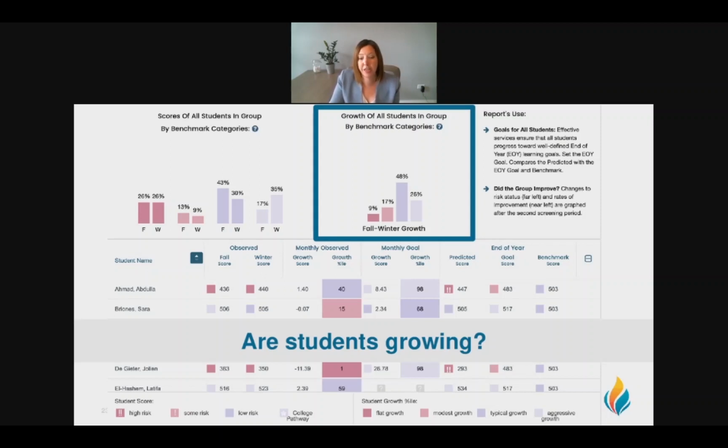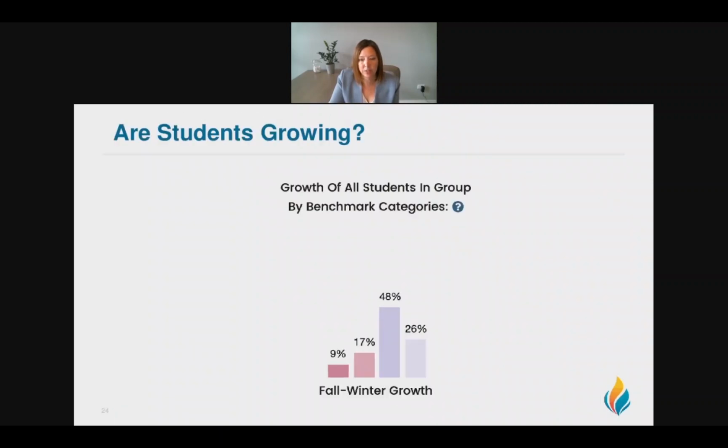In this case, we can answer the question, are students growing? I can look at the top, and it's going to show me in this box the percent of students that are in different growth categories. In this case, we have about 74% of students who've made typical or aggressive growth. That means that they're growing really well, regardless of where they started and ended in terms of risk.